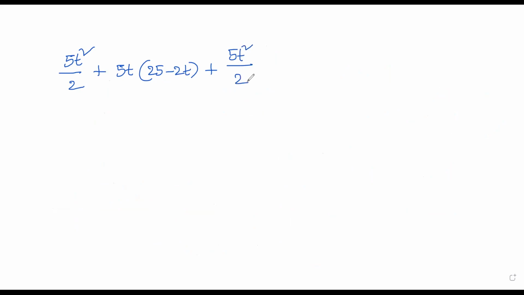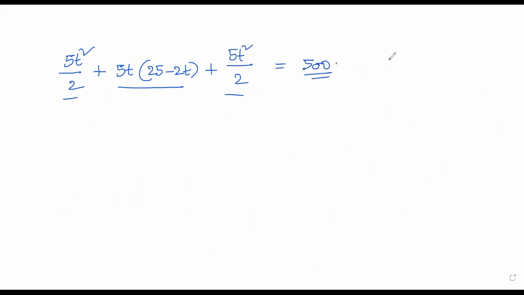So this you can get by using the equation S equal to ut plus half at square. Also you can get this equation. That should not be any issue. You will get these equations. And now that should be equal to 500.